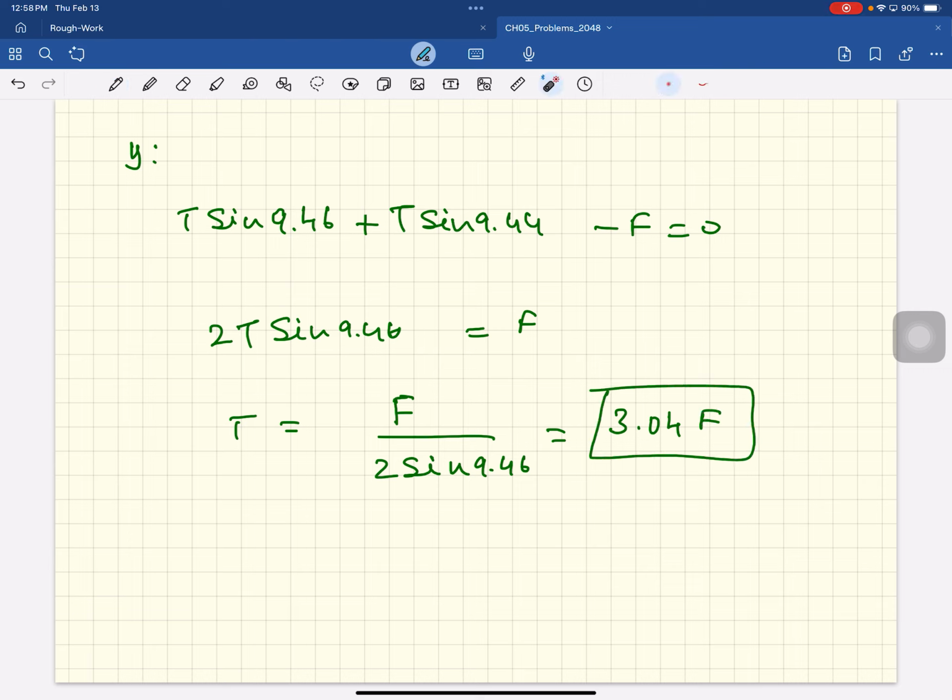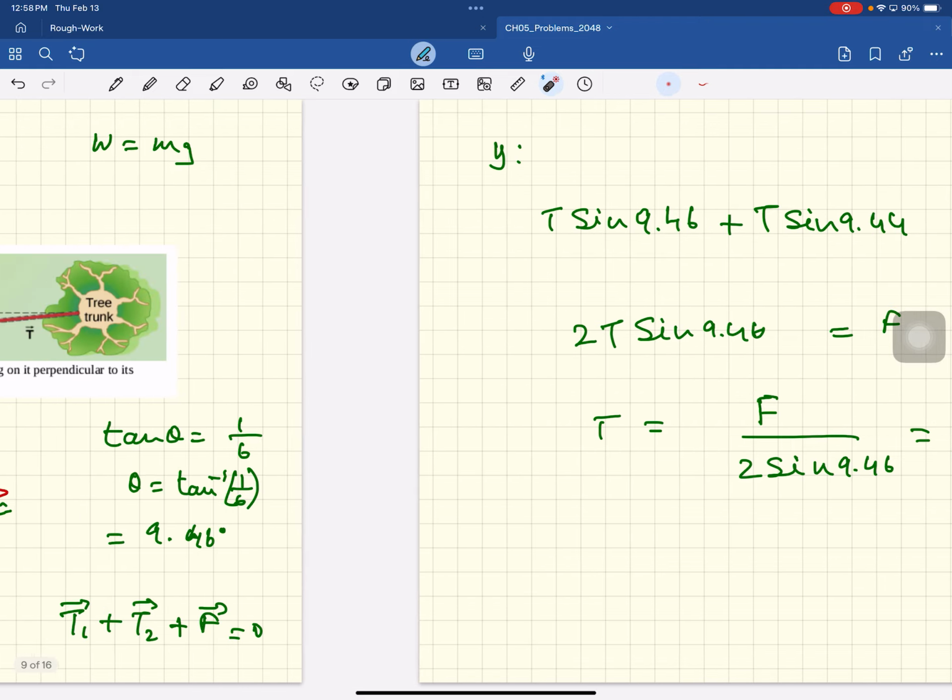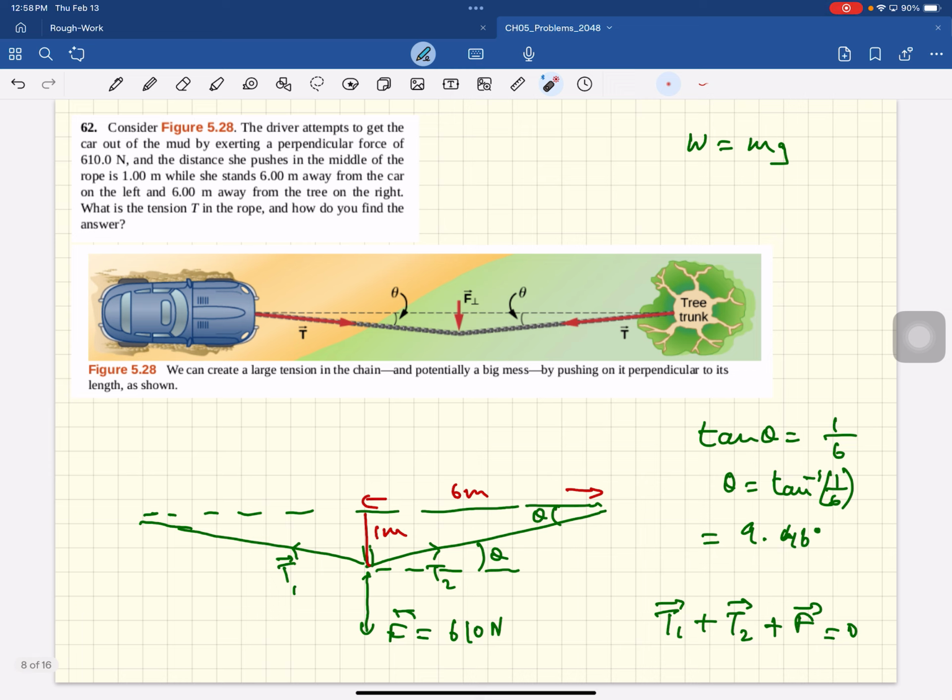So what is this saying? The tension in that rope is 3 times the force you apply. If you want to pull the car, you can just pull the car straight and you would be applying a force of F. But if you push it like that, the force you're getting is 3 times the force you apply. That's the way to get your car out. So this is acting like a simple machine. It's a force multiplier.